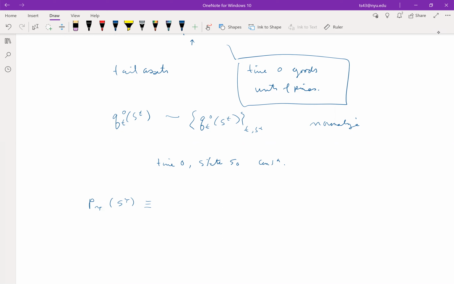Well, we originally computed it like this. So let's just remember our formula. We summed over t greater than or equal to tau, because that's when we're going to get paid off. We summed over future histories s^t starting from s^tau, and then we used our original prices to get our payoff. But our payoff only occurs for dates t greater than or equal to tau, and only for histories s^t that start from s^tau.